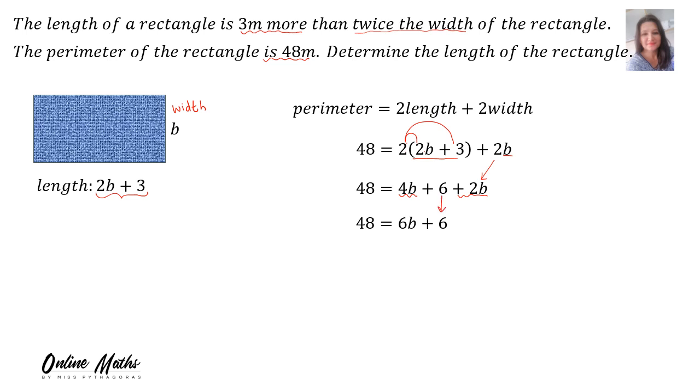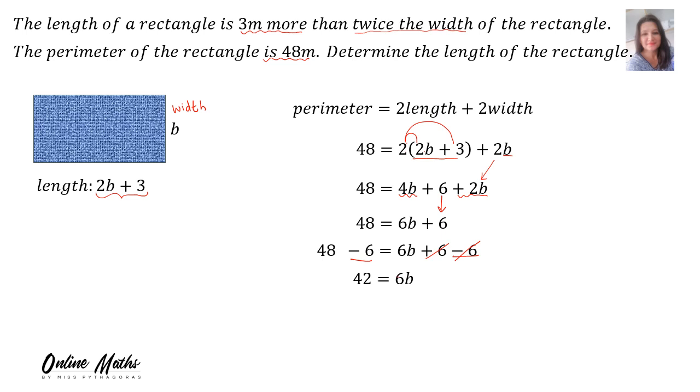And now we can solve b. So we will get rid of the plus 6 by taking the additive inverse of plus 6, which is minus 6, and we will subtract 6 both sides. Then plus 6 minus 6 is nothing, and on the left hand side 48 minus 6 is 42, is equal to 6b.